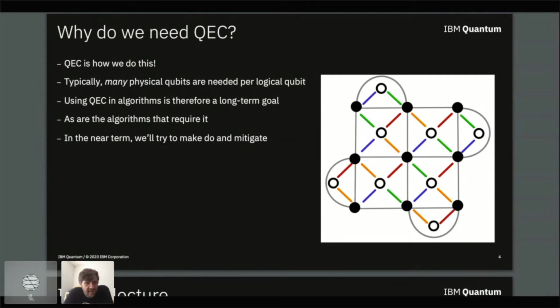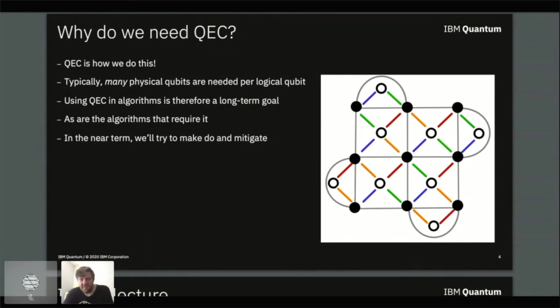And if you want to make an even better logical qubit, then you have to use even more physical qubits. If you want to make something which is effectively perfect, then you might need thousands, at least, physical qubits per logical qubit. So the overheads in quantum error correction can be pretty horrible. And this is why we don't use error correction in our current devices. We don't have the overheads.